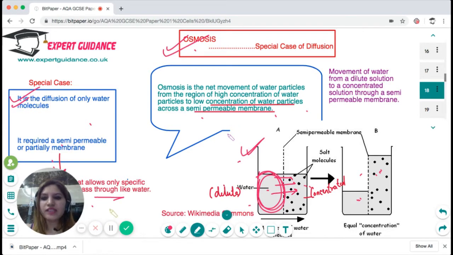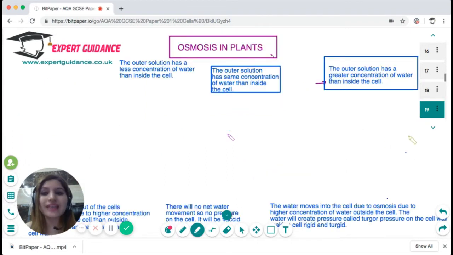I hope this definition of osmosis is clear to you: it is the movement of just water molecules through the semi-permeable membrane, from a dilute to a concentrated solution. Always remember, don't write that it is the movement of a substance from high concentration to low concentration. That's the wrong definition. It is from a high concentration of water to a low concentration of water that is the correct one.